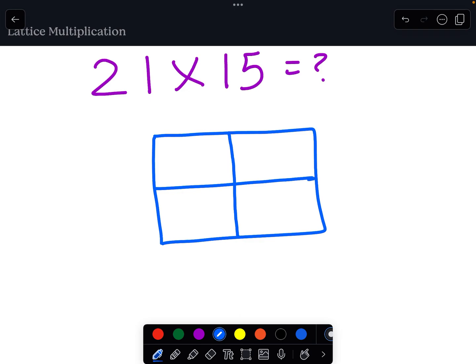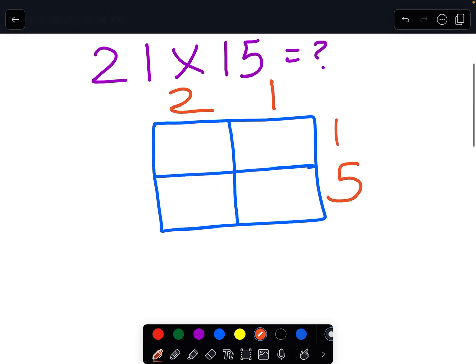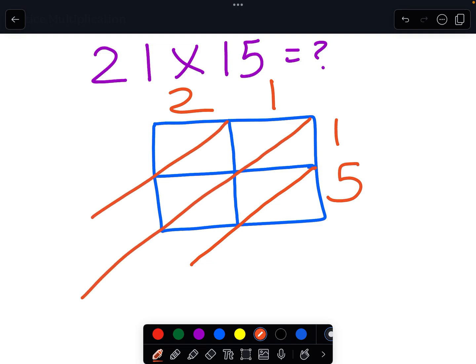Okay, now let me use a different color. I'm going to put 21 on the top, and 15 on the side. It doesn't matter if you put 15 on top and 21 on the side, but anyway, here we are, 21 times 15. And now I'm going to create triangles within the boxes. I'm going to divide all these boxes in half so that they're like triangles. And now comes the very interesting part.